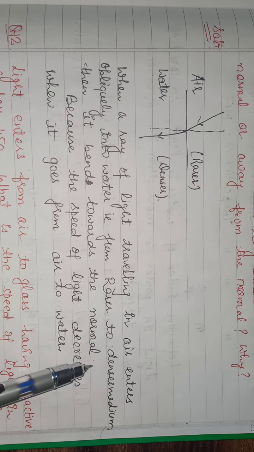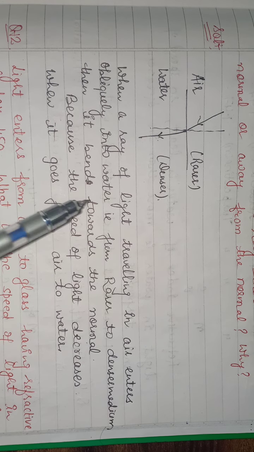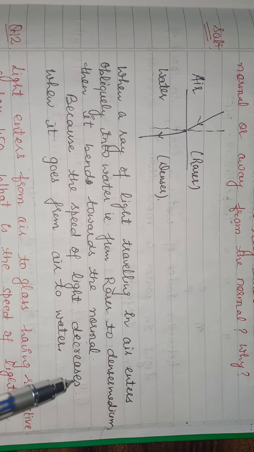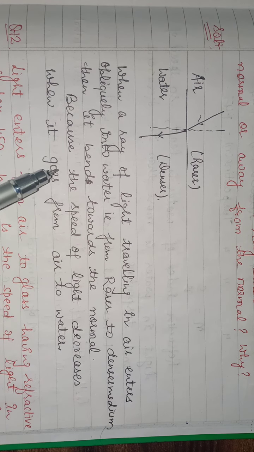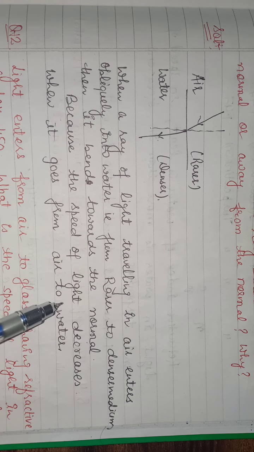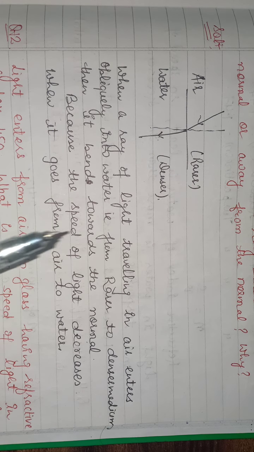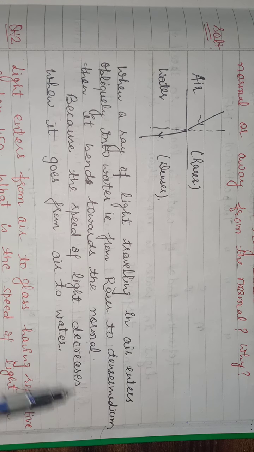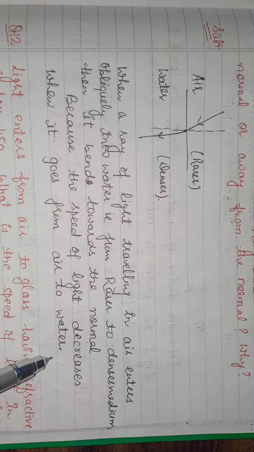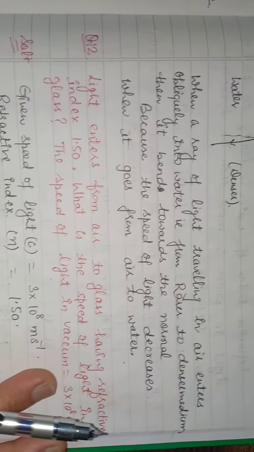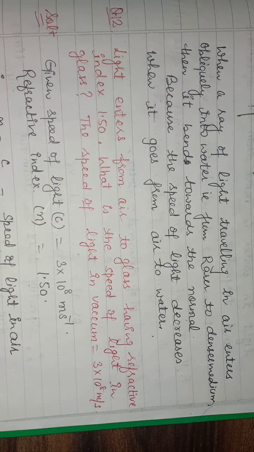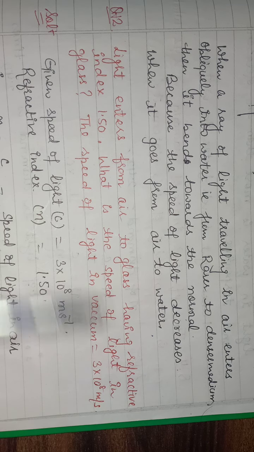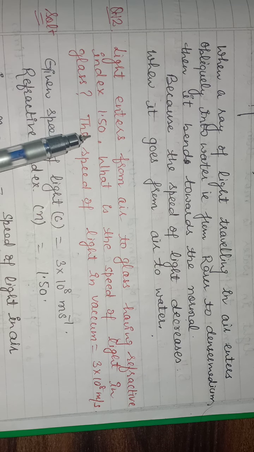Now what is the reason? Because in a rarer medium the speed of light is more as compared to the denser medium. When the ray of light goes from rarer to denser, that is from air to water, the speed of light decreases. Now the second question of your blueprint: light enters from air to glass having refractive index 1.50.